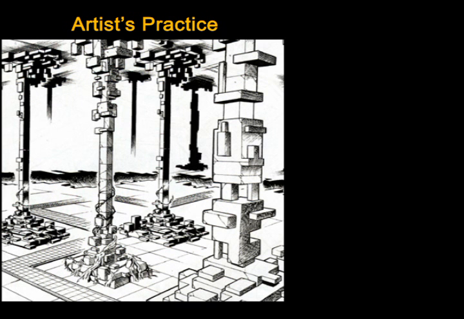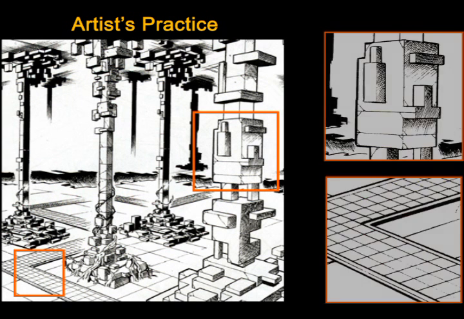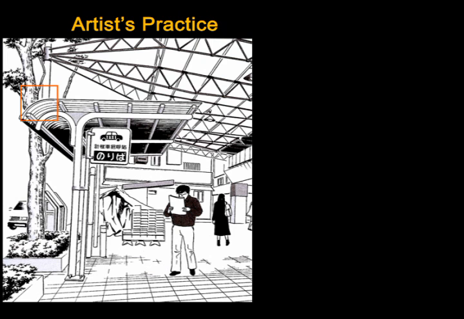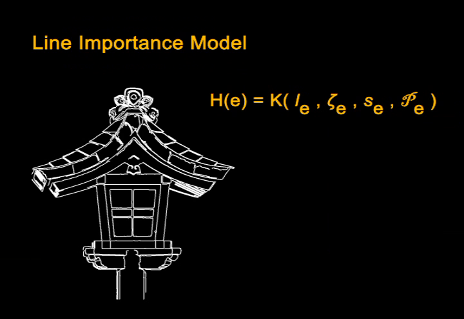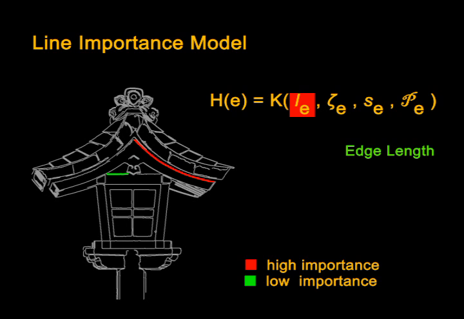By examining how an artist sketches, we note that long, straight, and structural lines are always bold for emphasis. The important curly lines are usually drawn with varying thickness. Therefore, we propose a model to evaluate the importance of a line. It is determined by 4 factors. According to artists' practices, we give long lines higher importance than shorter ones.